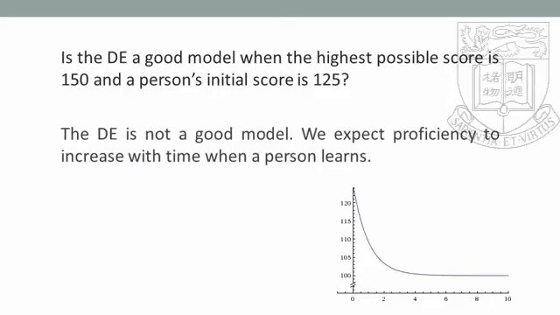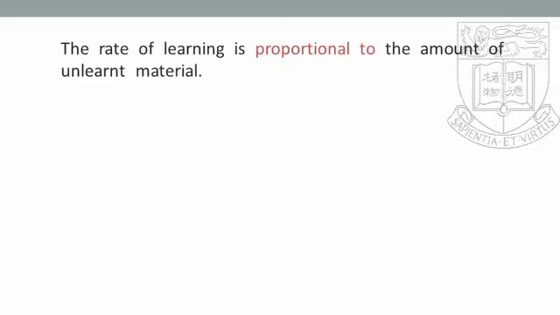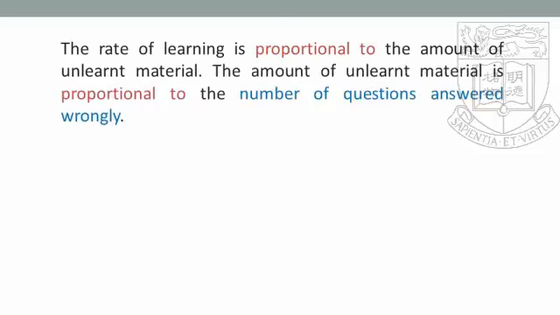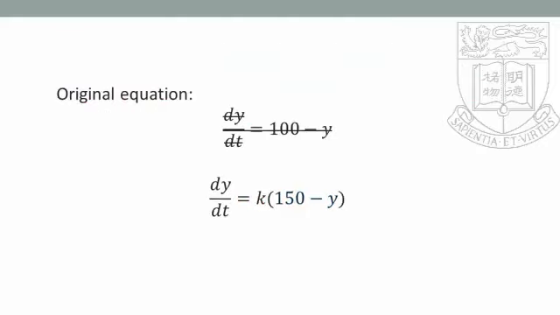If the highest possible score on the proficiency test is 150, what might be a more appropriate differential equation to model a person's learning curve? The rate of learning is proportional to the amount of unlearned material. Moreover, the amount of unlearned material is proportional to the number of questions answered wrongly. Therefore, dy over dt is proportional to 150 minus y. We can write it as an equation dy over dt equals k times (150 minus y), where k is a constant. This differential equation is more appropriate when the maximum score is 150.